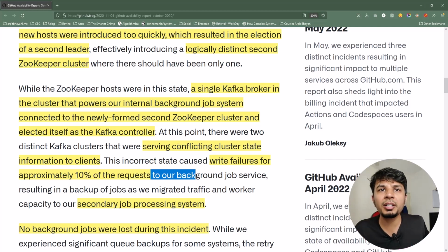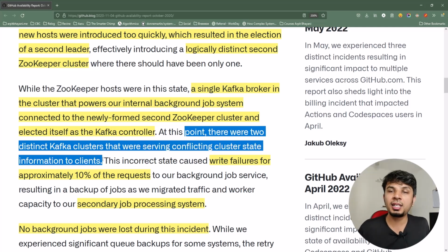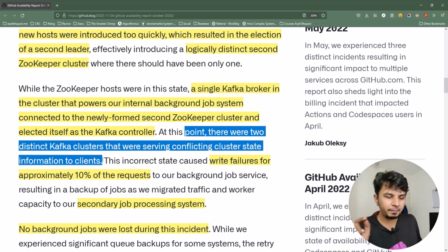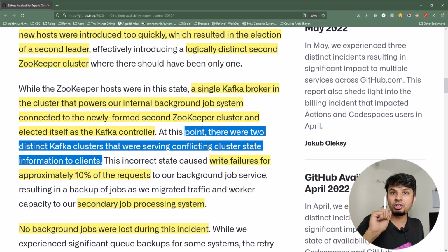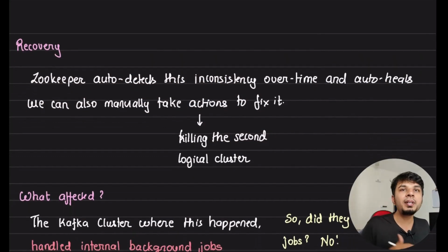So here what we clearly see is there were two distinct Kafka clusters that were serving conflicting cluster state information to the client. This is where your client needs to be smart enough to understand that I'm getting a conflicting set of information, so I should not be writing to this, right? In most cases, you have to handle this, right? So what happened over here? How did they even recover?